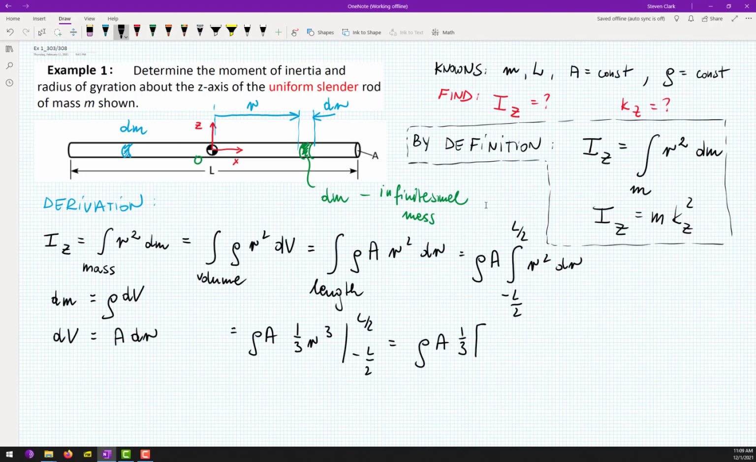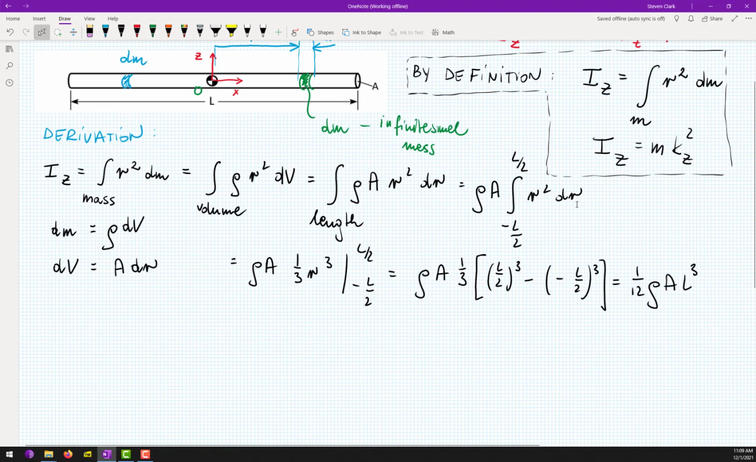1/3 L half cubed minus minus L half cubed. Yeah, if you solve that, you will end up with 1/12 rho A L cubed. Okay, and now let's go backwards, yes? Because I think that our volume of the entire beam can be expressed as A times L. So I can continue our expression with something like that, to be 1/12 rho V L squared.